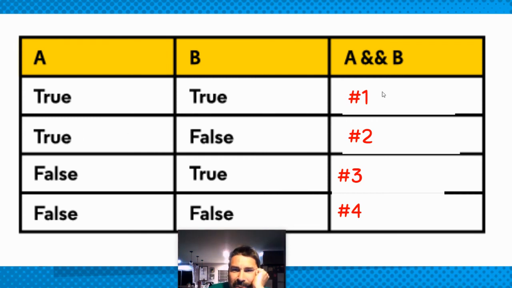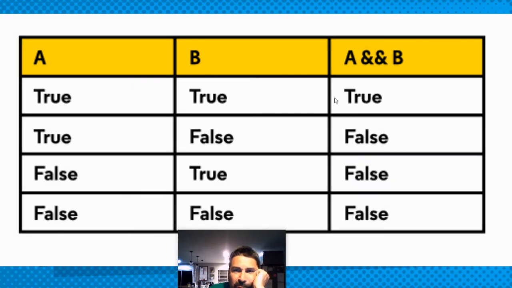Okay, so write down your answers, what do you think it's going to be? And the answer is if they're both true, then the whole statement is true. A and B both have to be true. So if you have true, false, because this one's false, the whole thing's false. False, true, because this one's false, the whole thing's false. And if they're both false, they both have to be true, so that's false.